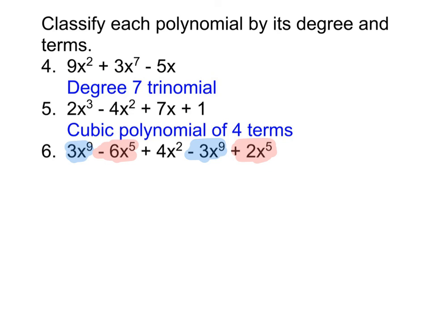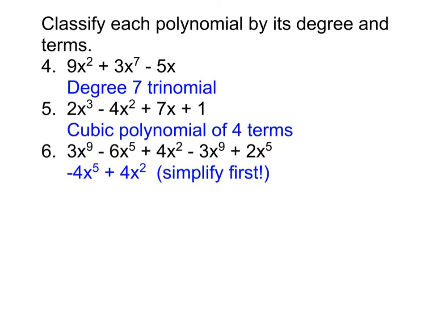The x to the 9ths combine and the x to the 5ths combine, leaving me with negative 4x to the 5th plus 4x squared. Now that I am here, now that it is simplified, I can start worrying about classifying. So first thing I need is my degree. My highest exponent here is 5, so this is degree 5. Therefore, we can know that it is quintic. And how many terms are there? I do count 2 different terms here. Therefore, that is going to be a quintic binomial.